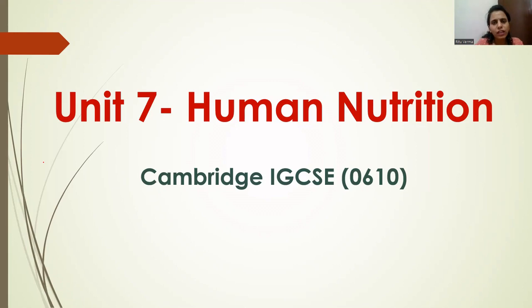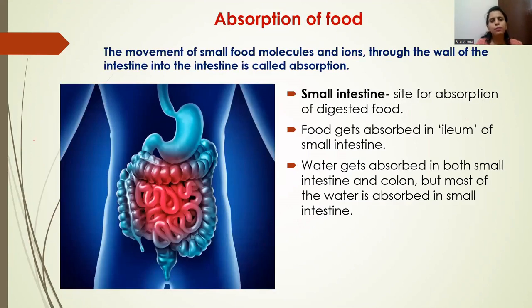So for that, from the small intestine, this digested food should reach different parts of the body. How does it happen? All this digested food present in the small intestine gets absorbed into the bloodstream, and then this blood takes the digested food to different parts of the body. So absorption of food is actually the movement of small food molecules and ions, where ions refers to mineral ions, through the wall of the intestine into the blood, and this process is known as absorption.